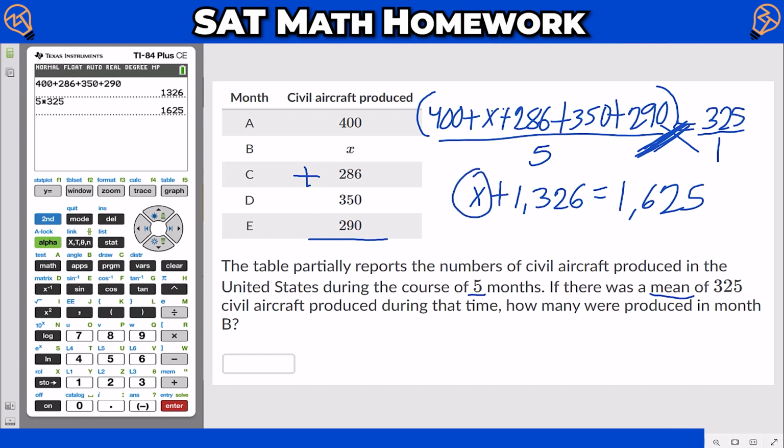Now to get x by itself, we don't need to use solver on a problem like this. It's so straightforward. So I'm just going to go ahead and subtract the 1326 to the other side. And I might just put it in my calculator right away without showing any work here. And I get 299.